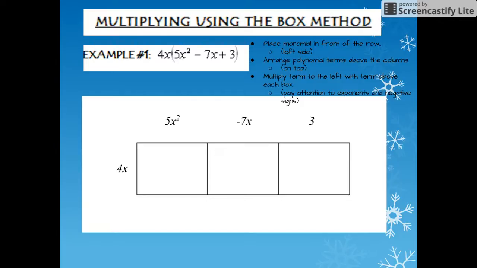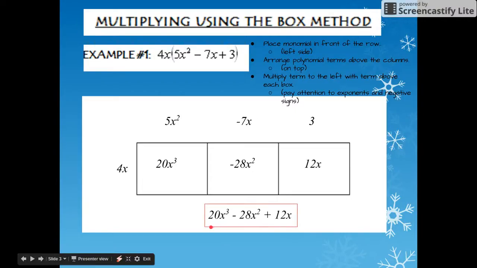So then next thing you do is you just multiply the row and column label in each box. So 4x times 5x squared is 20x to the third. 4x times negative 7x is negative 28x squared. And 4x times 3, well, that's 12x. Then the final step is you want to pull everything out as an answer. And so then the answer, the result of this multiplication, is right down here in the red box.